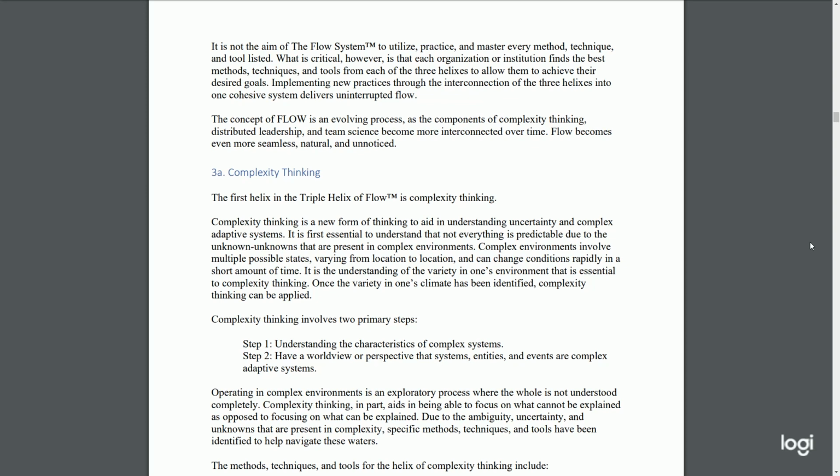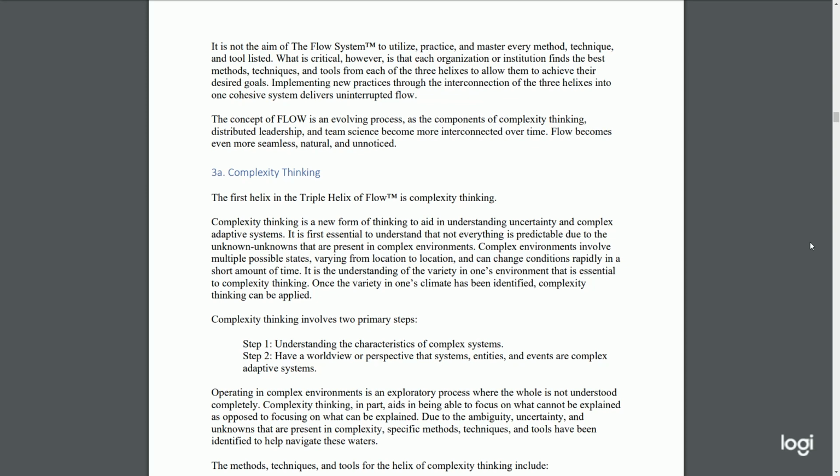It is first essential to understand that not everything is predictable due to the unknown unknowns that are present in complex environments. Complex environments involve multiple possible states, varying from location to location, and can change conditions rapidly in a short amount of time. It is the understanding of the variety in one's environment that is essential to complexity thinking. Once the variety in one's climate has been identified, complexity thinking can be applied.